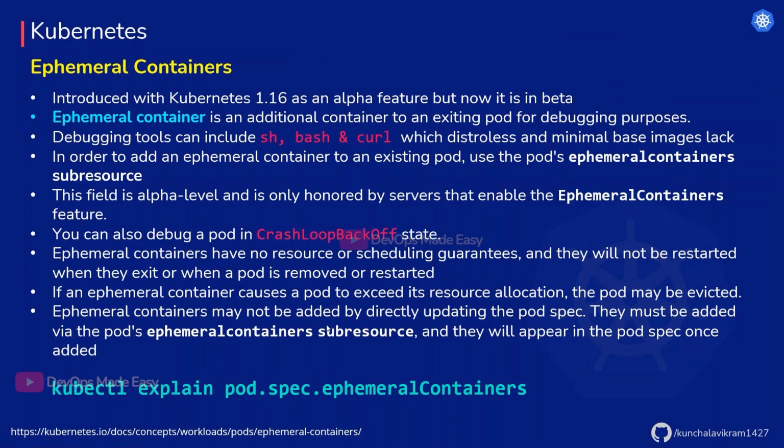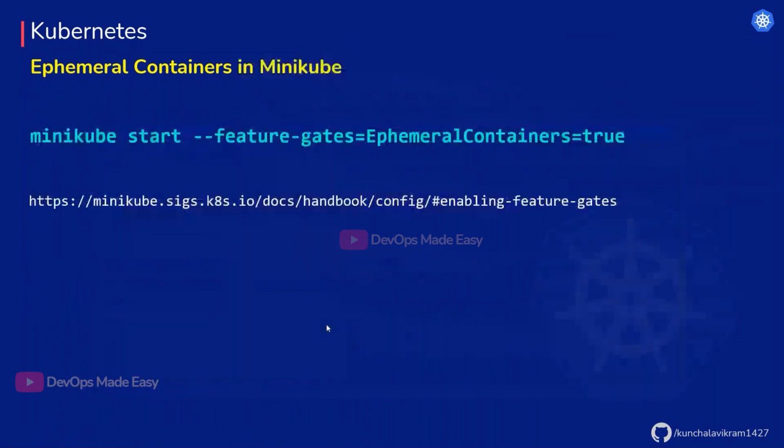Understood, guys? And for Minikube, right? So for every cluster, you should enable certain options to allow ephemeral containers. Similarly, for your Minikube, you have to start Minikube with this option that allows ephemeral containers. If you want to know more about this, you can go to this link, where they'll tell you how to enable ephemeral containers in Minikube.